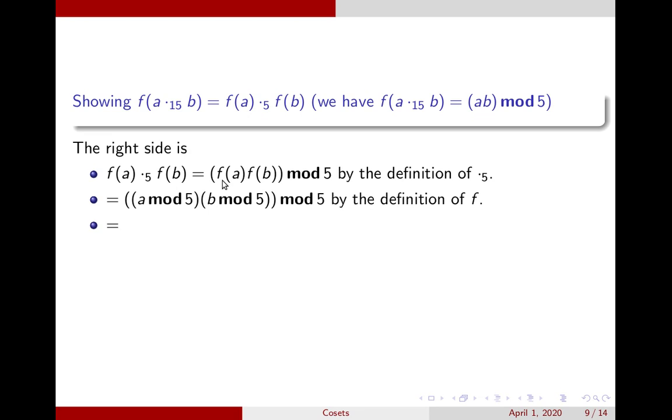Using the definition of f, f of a is a mod 5, and f of b is b mod 5. So we make those two replacements. We now use the eliminating mod m lemma. a mod 5 can be replaced by a plus some multiple of 5. We called the multiple 5s here. b mod 5 can be replaced by b plus some multiple of 5, b plus 5t.